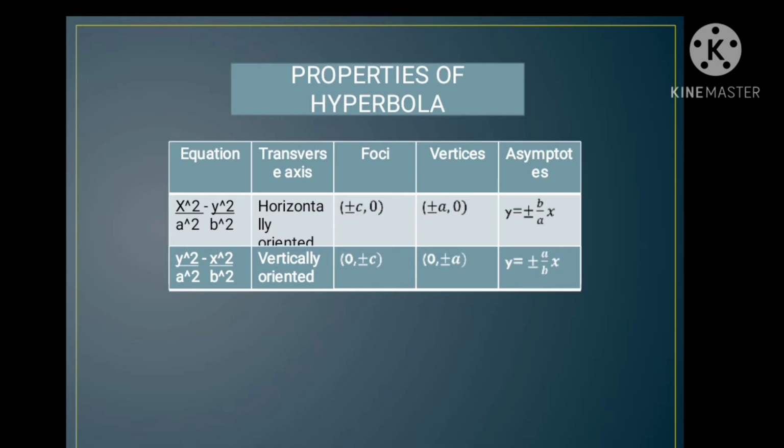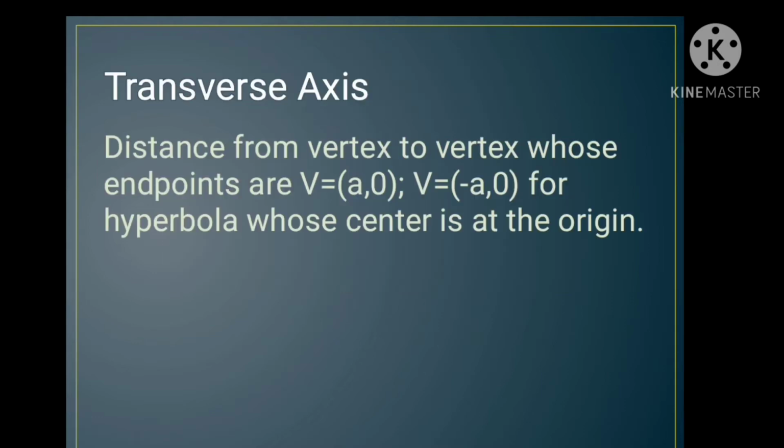Second equation is y squared over a squared minus x squared over b squared. The transverse axis is vertically oriented. The foci are 0, positive and negative c. The vertices are 0, positive and negative a. The asymptotes are y equals positive and negative a over b x.